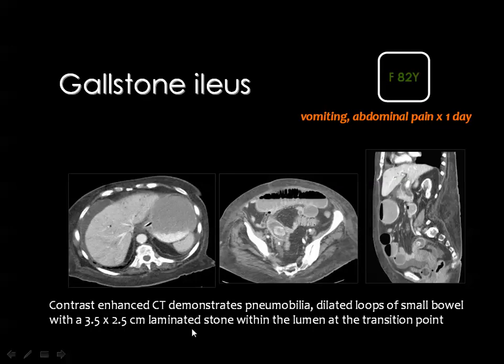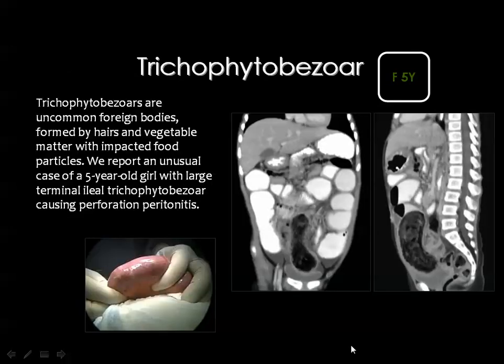And this is a case of gallstone ileus, where if you look at the upper section, you can see faint air loculi within the biliary tree, and lower down you can see this stone within one of the small bowel loops with proximal dilatation and air fluid level, which can also be appreciated in this sagittal reformatted image.